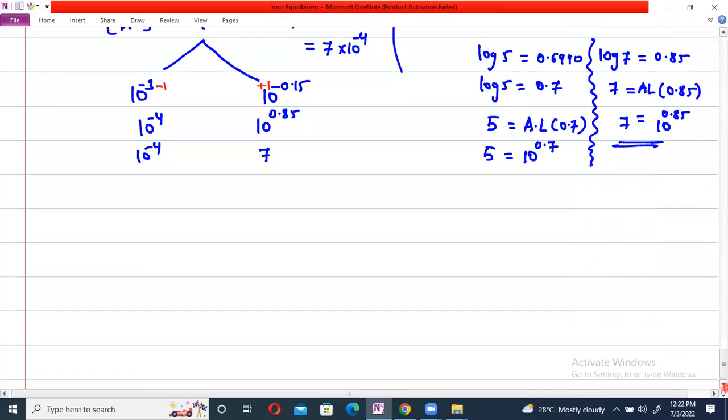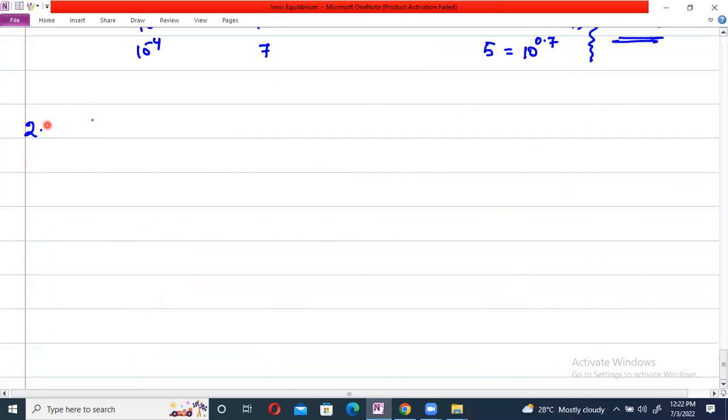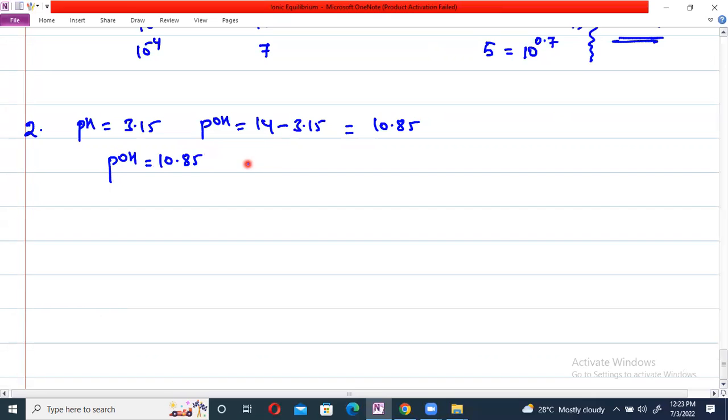One more we'll try. Let us say example number 2. Now they gave, but as we know pH is equal to 3.15. So what is the pOH? Obviously 14 minus 3.15, it becomes 10.85. Means now indirectly they give pOH is equal to 10.85. Now they are asking, sir, get the concentration of H plus ion.